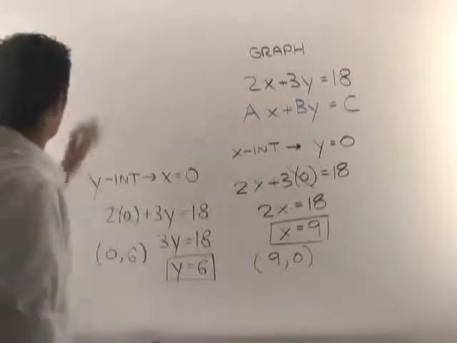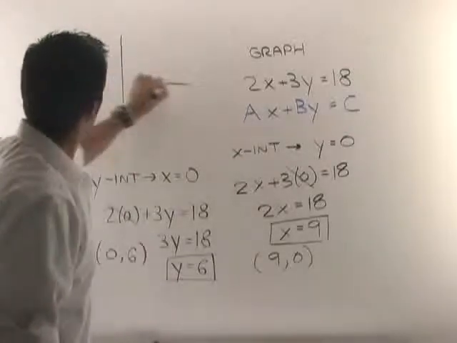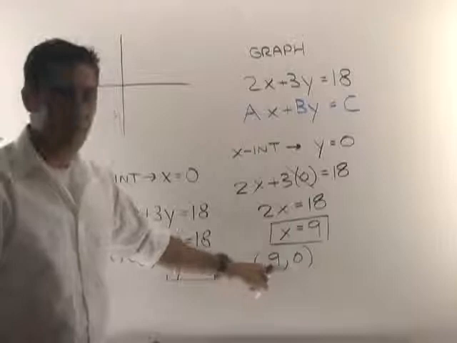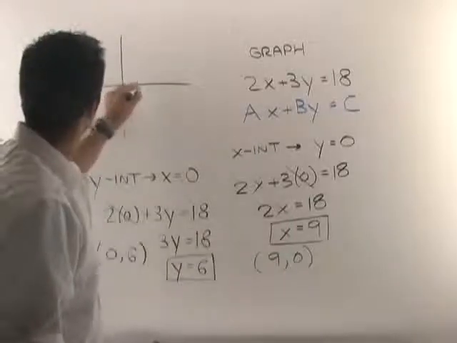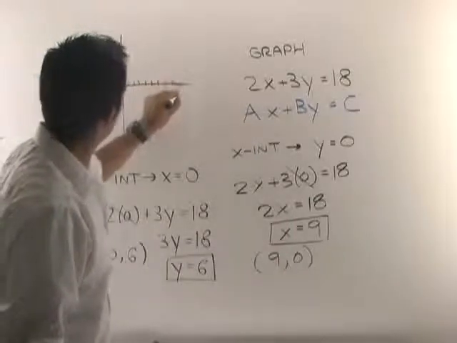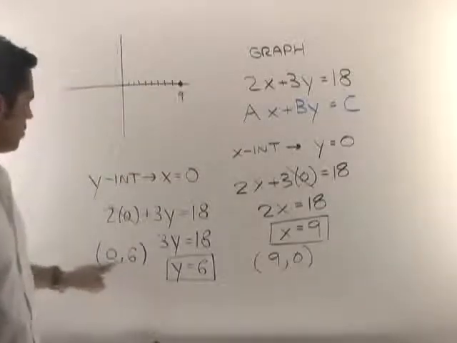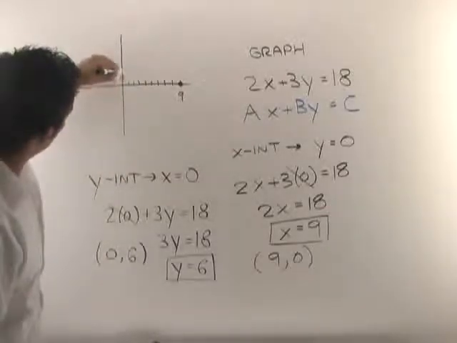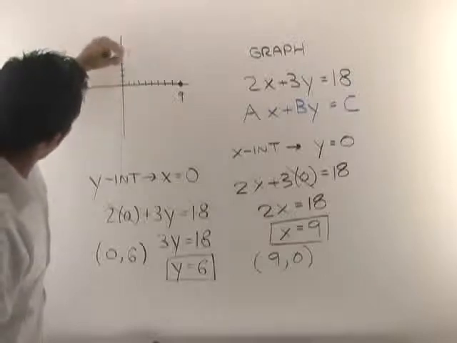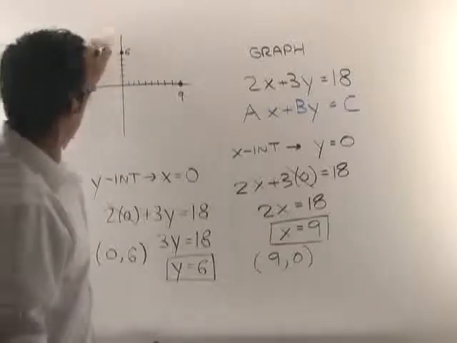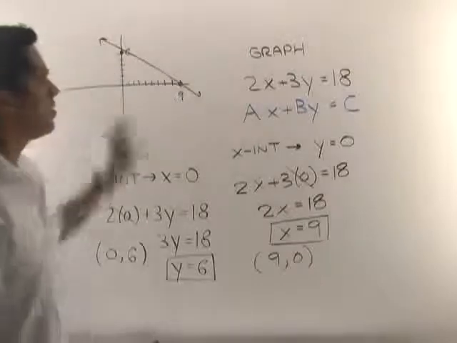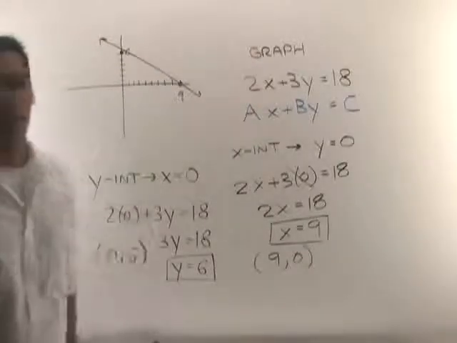So if we're going to graph this linear equation, what we'll do is we'll draw a real quick graph here. My x-intercept is 9, 0, so I go out 1, 2, 3, 4, 5, 6, 7, 8, 9, and I put a dot here. My y-intercept is 0, 6, so that means I just go up 1, 2, 3, 4, 5, 6, put a dot here. And then if I connect those with a straight line, that's representative of the graph of that linear equation.